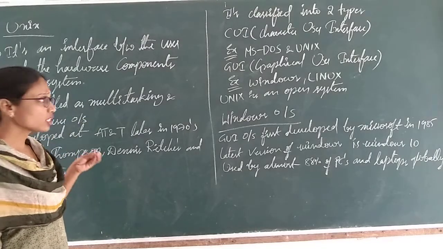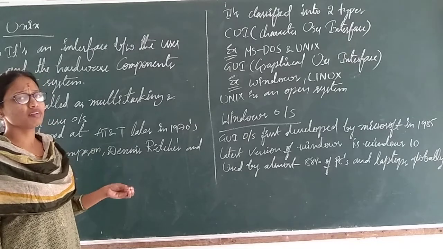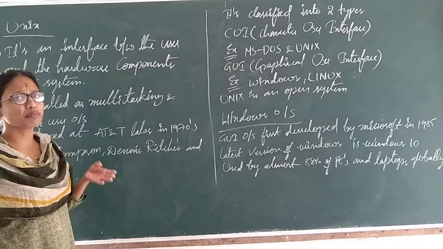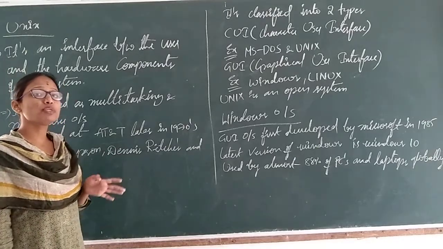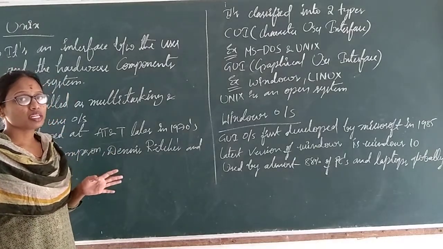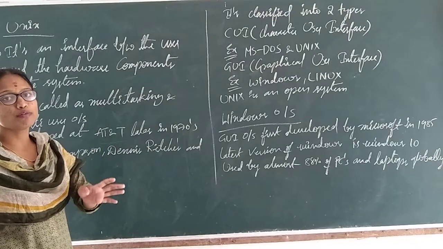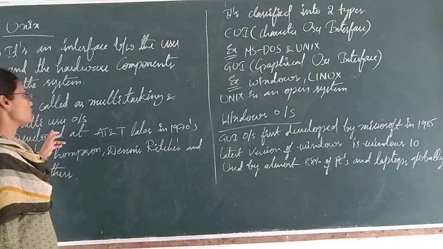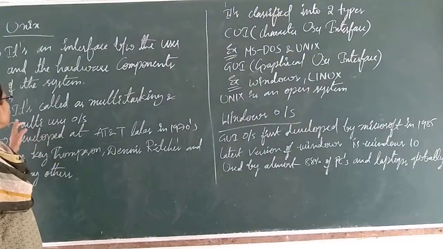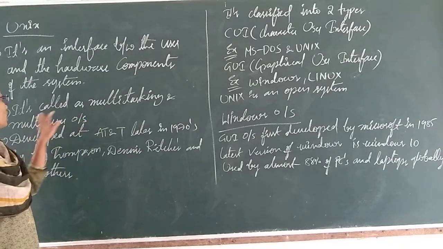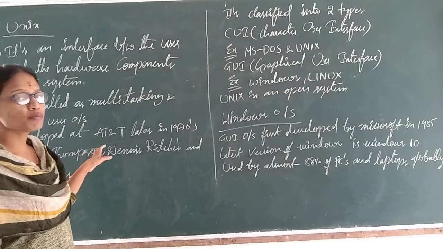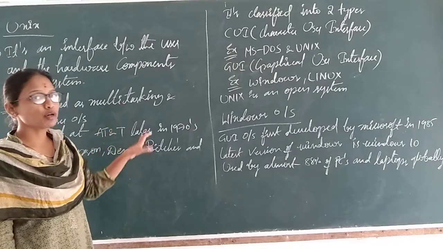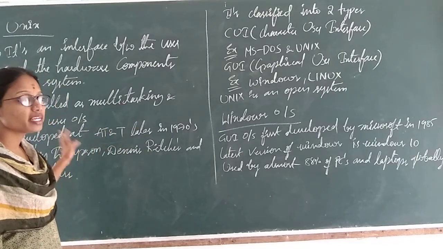I said in previous lectures about multitasking, multi-programming, and multi-processing. Multitasking means performing multiple tasks simultaneously for multiple users at a time. So it is called a multitasking and multi-user operating system. In this Unix operating system, multiple tasks are performed for multiple users at a time.